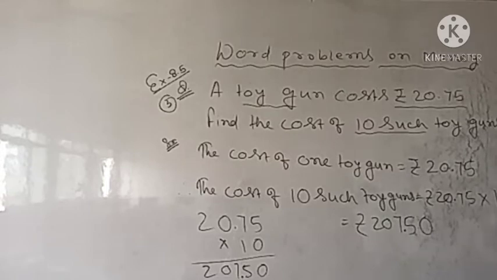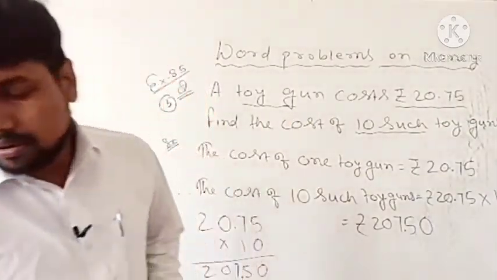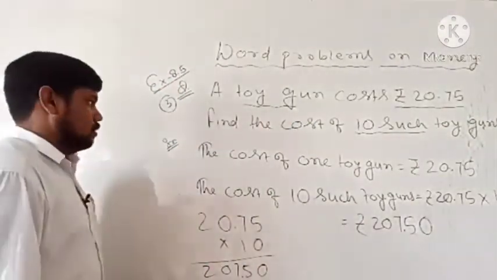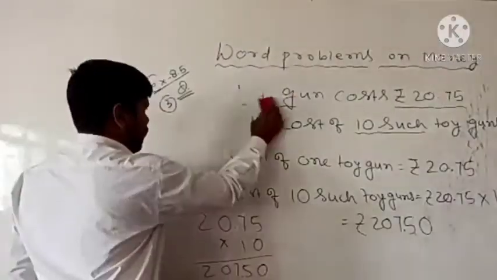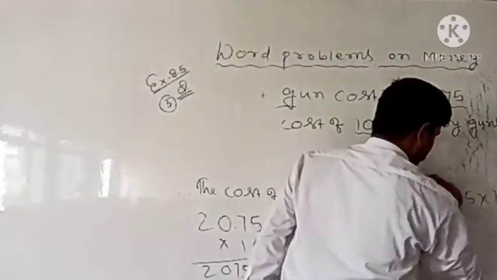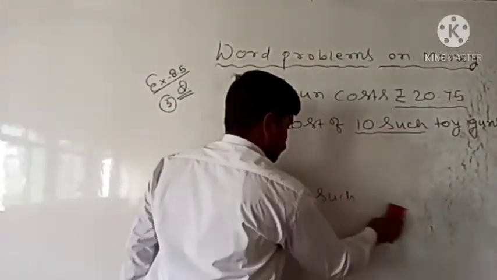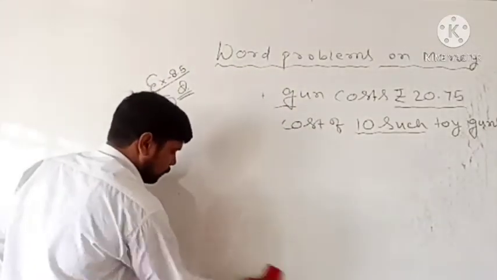207.50. Yes, those whose answer is 207.50, they all are correct. Very nice. Now another question, which is question number 4. Let us do the next question related to the word problem on money.